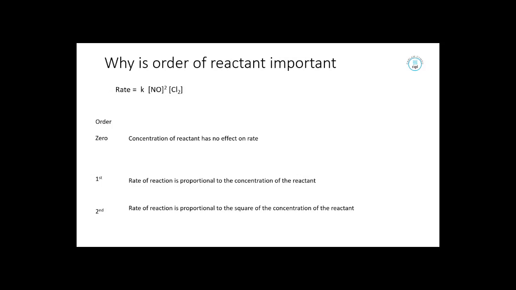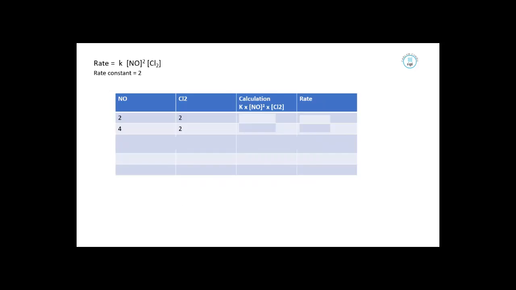4 times faster. If you triple their concentration, then the rate will actually be 9 times faster. 3 to the power of 2 is 9. So they're obviously very, very important. And I just thought we'd have a bit of fun here. I've just given you silly little values, really.